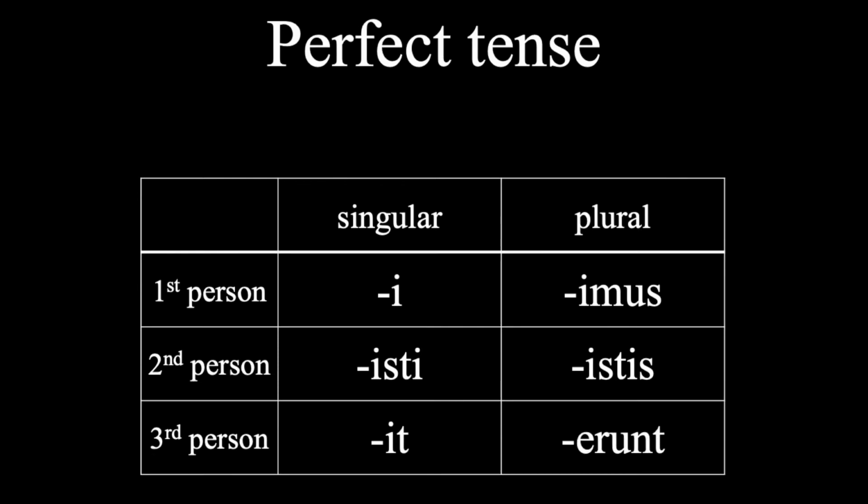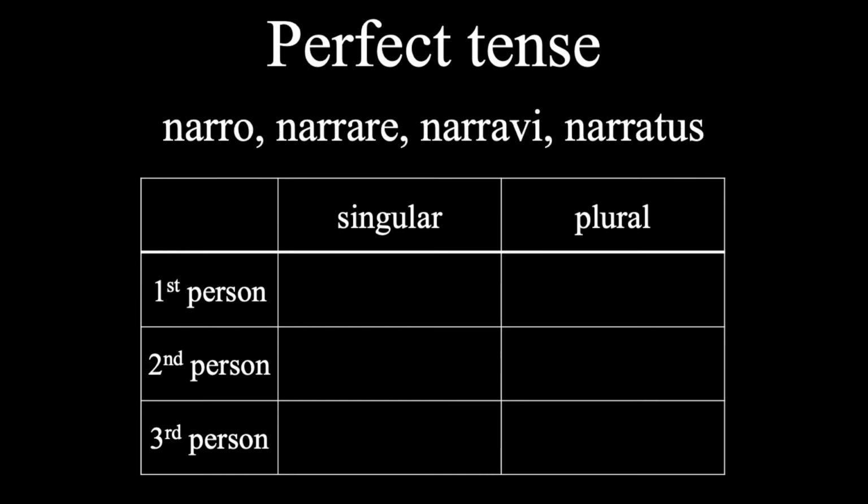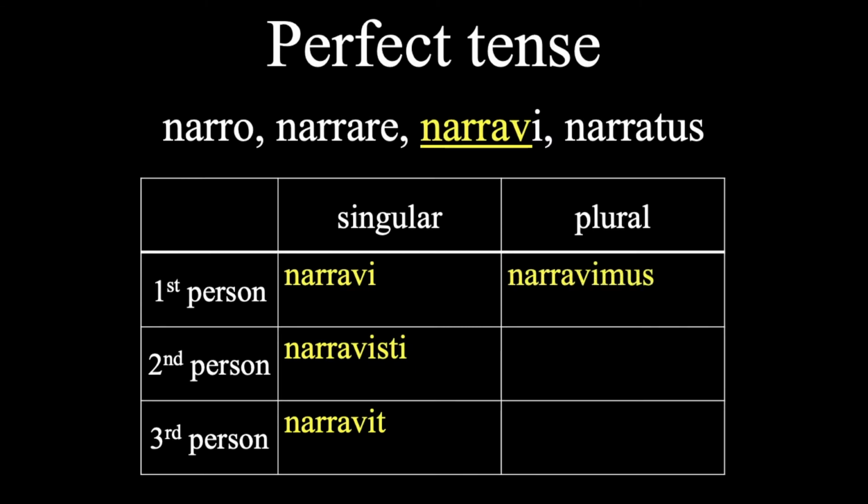So let's add them to a verb. We'll use narrare, which means to tell and is a first conjugation verb. What is new about the perfect tense is that we will use the third principal part to form it. So we'll take that third principal part, drop the i ending, and we get our stem. Then we add the other endings there. So we have narravi, narravisti, narravit, narravimus, narravistis, and narraverunt.